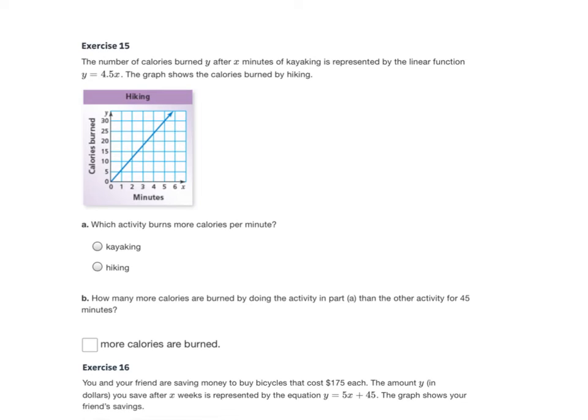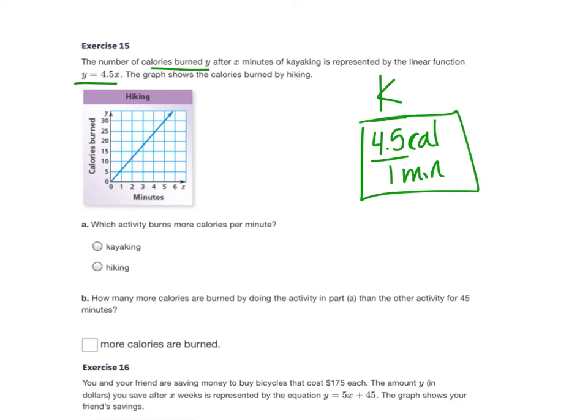Number 15 here says the number of calories burned y after x minutes of kayaking is represented by the linear function y equals 4.5x. So if I'm kayaking, I'm going to burn 4.5 calories, because that's what y is, every 1 minute. All right, so that's for kayaking.